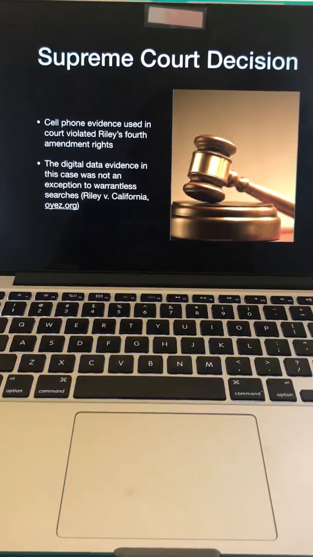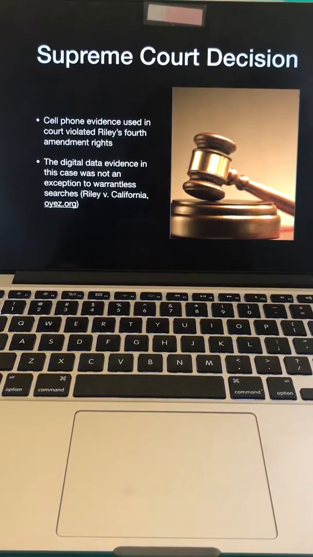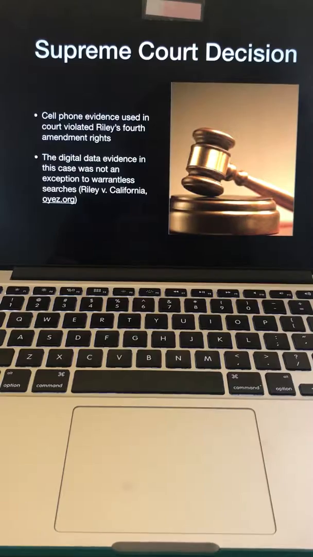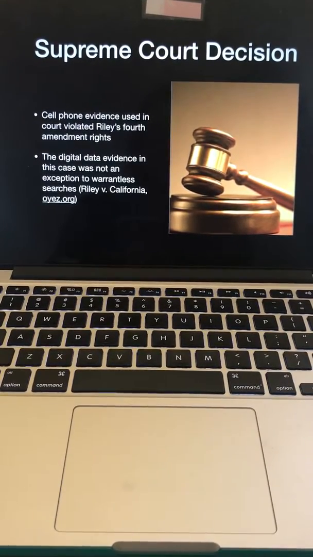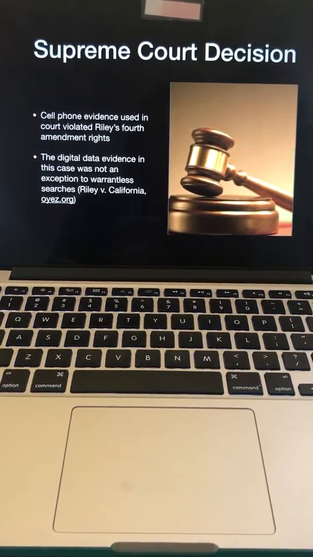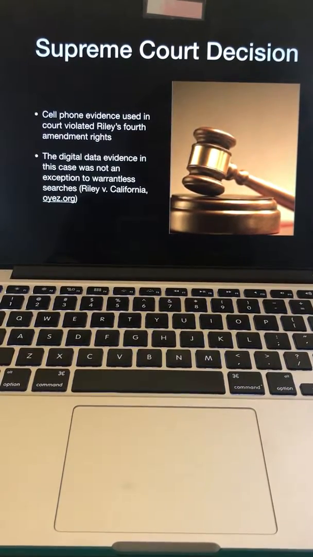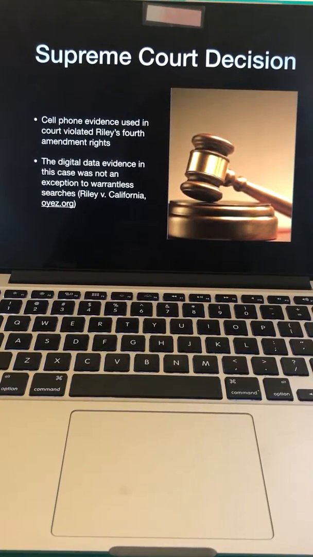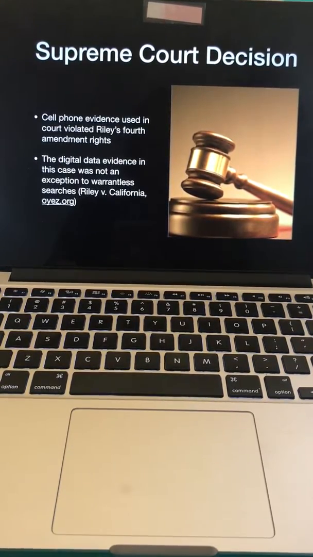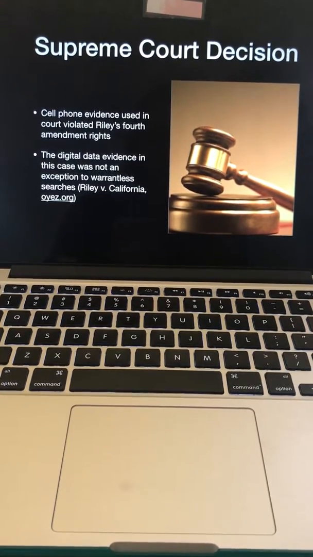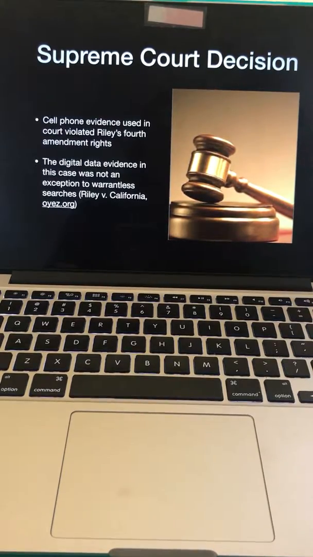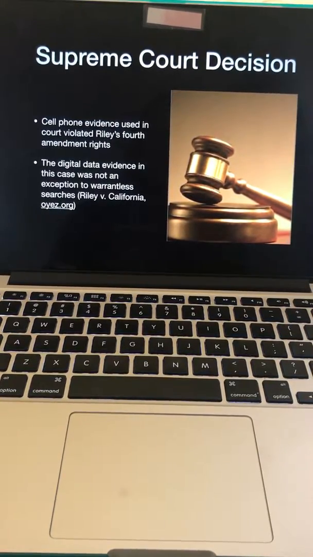Now, the Supreme Court found that the evidence used in these cases violated the Fourth Amendment rights, like I mentioned. Digital data evidence in these cases were not an exception to warrantless searches, which, for warrantless searches, the two exceptions are if an officer's safety is at risk or preserving the evidence is at risk, but neither of these were a risk with the digital data found on these phones.